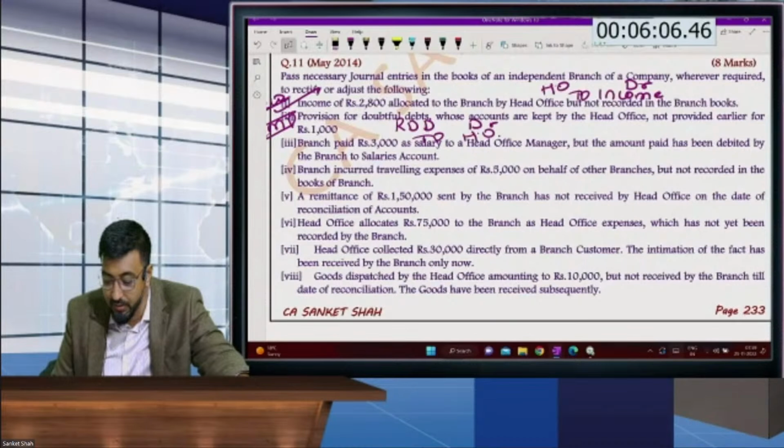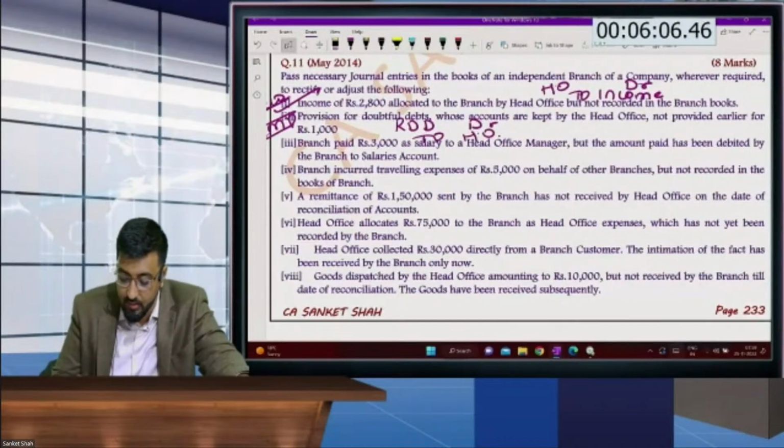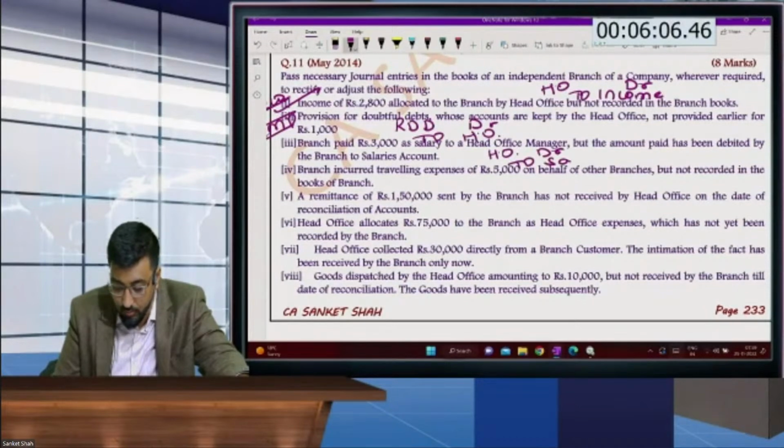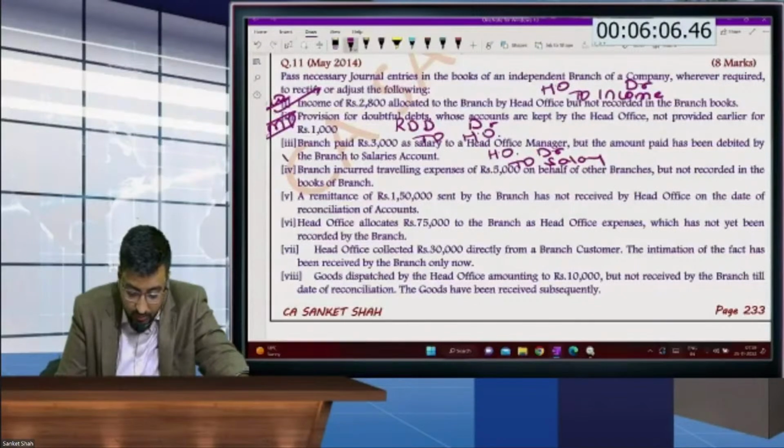Branch paid rupees 3,000 as a salary to head office. Now many times you have seen this entry. So entry will be HO account debit to salary account. This is rectification entry. This is rectification.